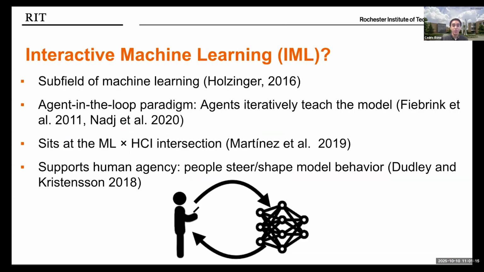So interactive machine learning is a subfield of machine learning that interacts with human-computer interaction. In IML systems, an agent stays in the loop, interacting with the model as it learns. The model adapts from agent feedback while the agent gets feedback from the model. IML systems are important because they enable personalization, data efficiency, and user agency.